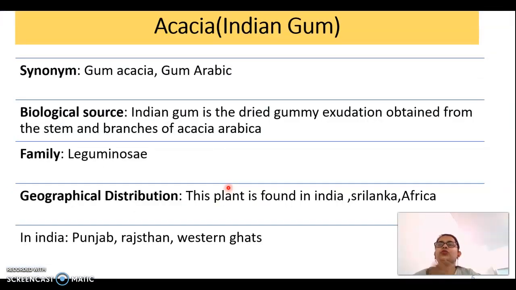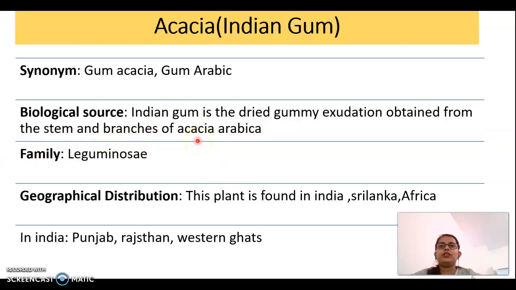Then we will move to the next drug, that is acacia, the first drug of our pharmaceutical aids category. It is also known as Indian gum. Synonyms: gum acacia, gum arabic. The biological source: Indian gum is the dried gummy exudation obtained from the stem and branches of Acacia arabica.